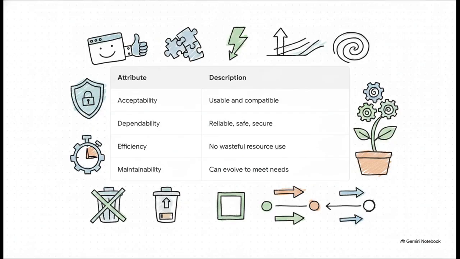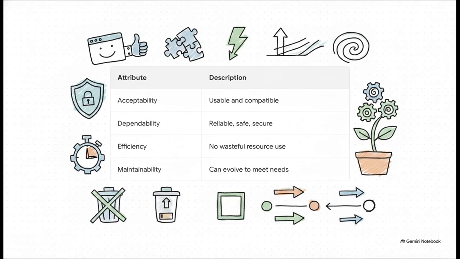But regardless of whether the software is generic or bespoke, all good professional software shares 4 essential attributes. First up, acceptability. The software must be acceptable to its intended users, meaning it's intuitive and usable. Second, dependability and security. It has to be reliable and safe, ensuring it doesn't cause damage if it fails.